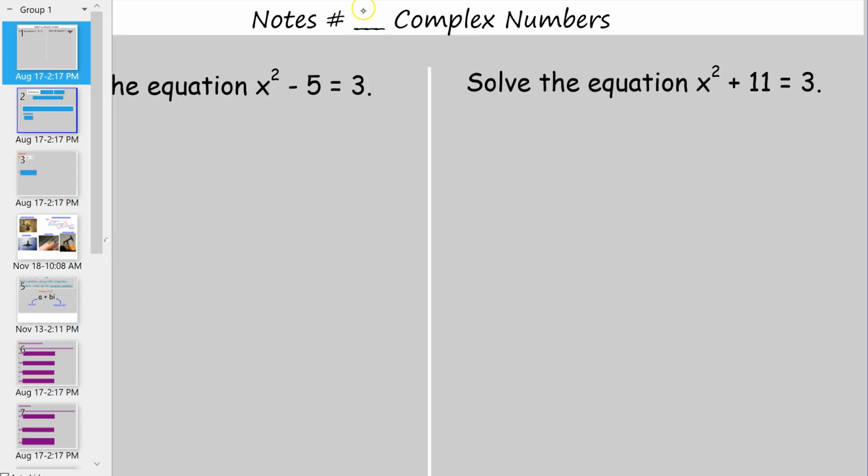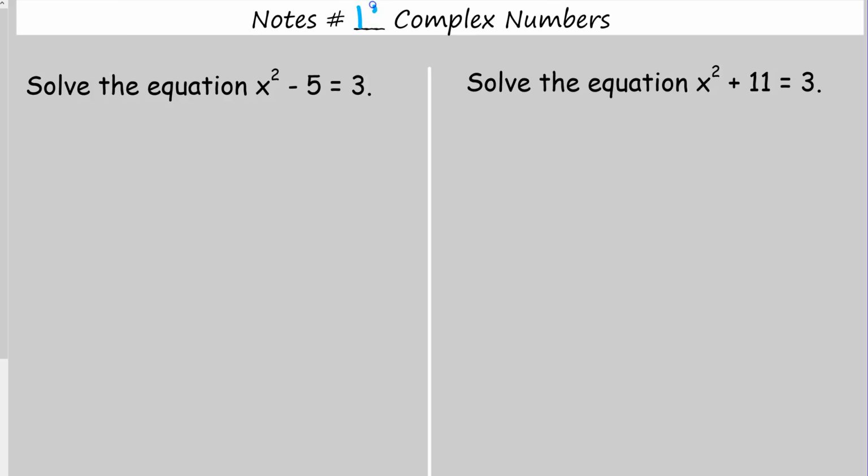Okay, we are on notes number 19 today, and we're about halfway through chapter 4. So we've been doing some things with quadratic functions, graphing them, quadratic expressions, factoring them, and we've started solving quadratic equations. And we also looked at simplifying radicals because we need to do that when we solve some quadratic equations. And so we're going to move on from here, and today our topic is called complex numbers.